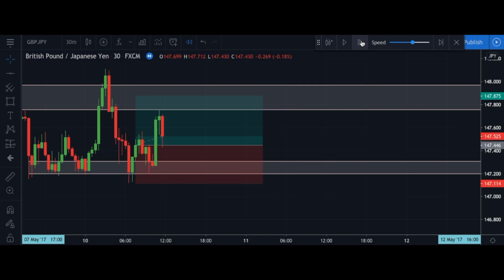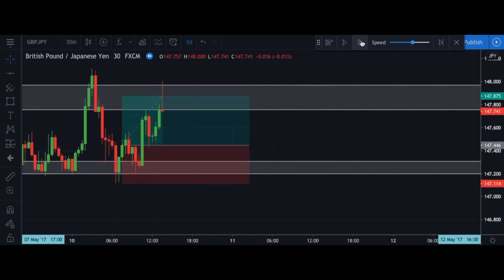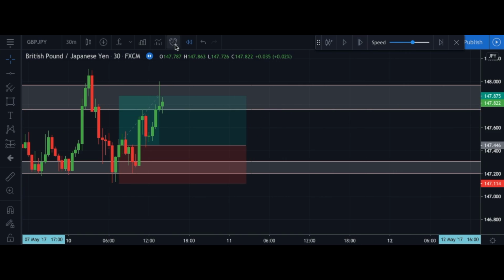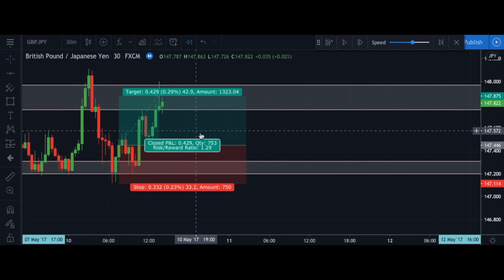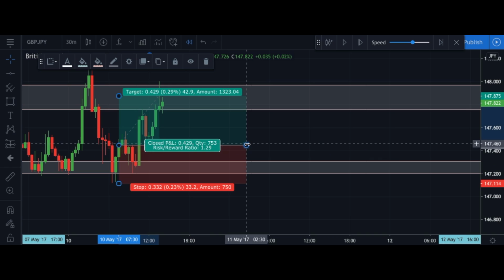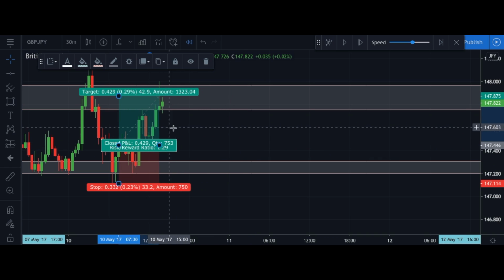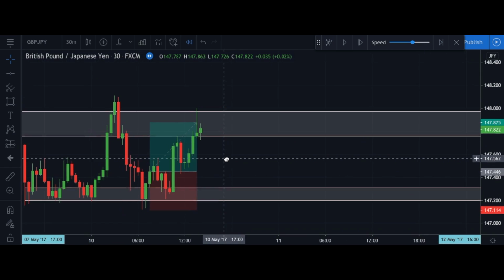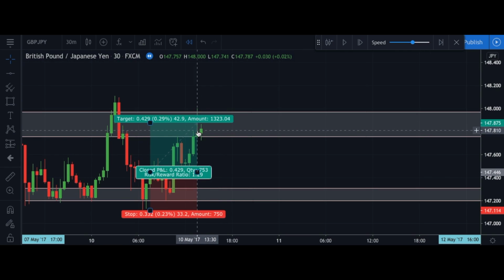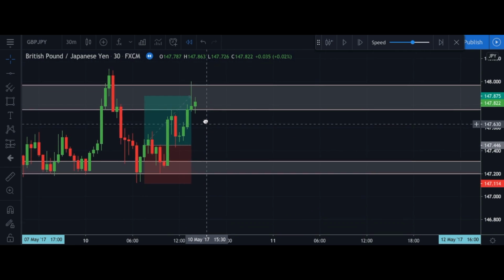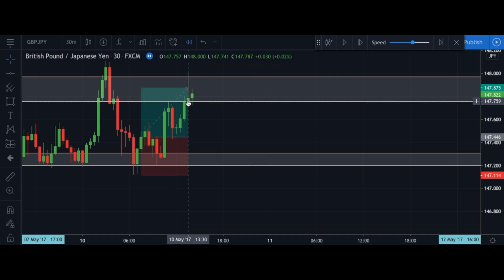Ooh, snap. Okay, and take profit was hit, so cool. What I would do is pull it back here. This is when it was hit, and that was at about 1 o'clock, 1:30 is when it hit.